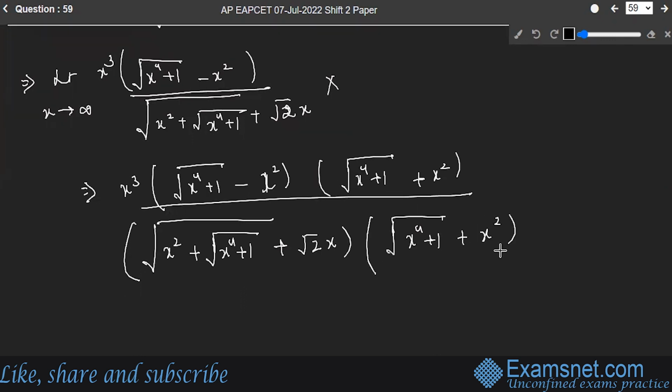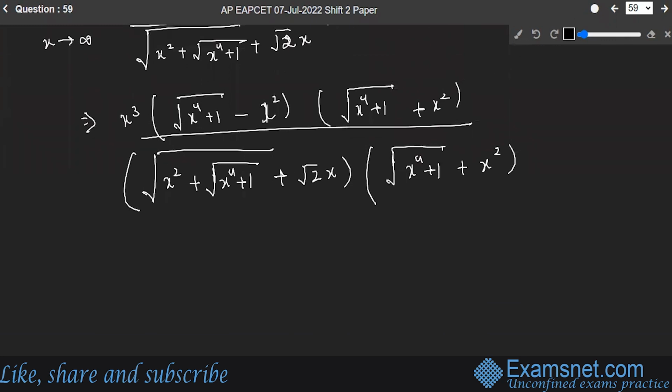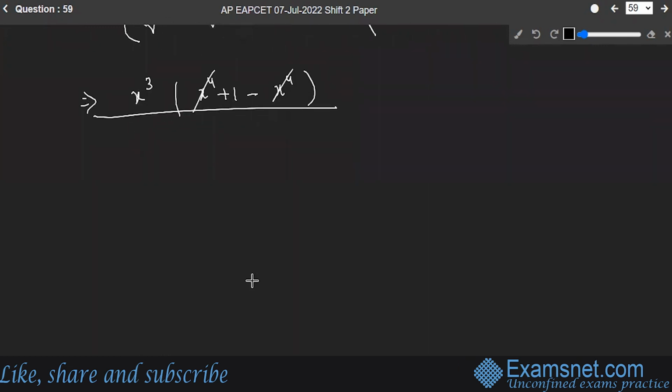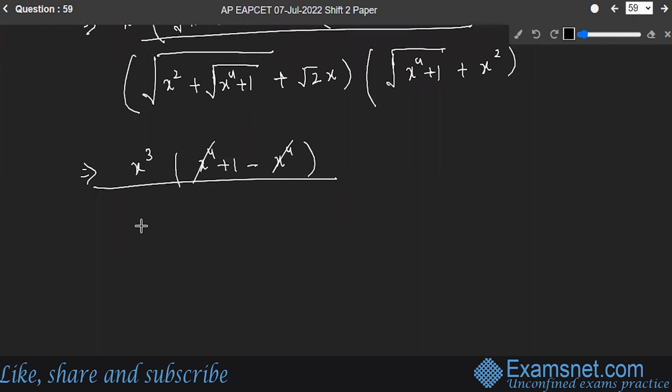So now let's do further. See, now this is a and this is b. So this is a minus b into a plus b, which is a square minus b square. So x cube a square comes out to be this and b square is this. They will cancel out. In the denominator, I'll take x common from here. You can just write x square plus 1 upon x raised to power 4. Sorry, this is 1.